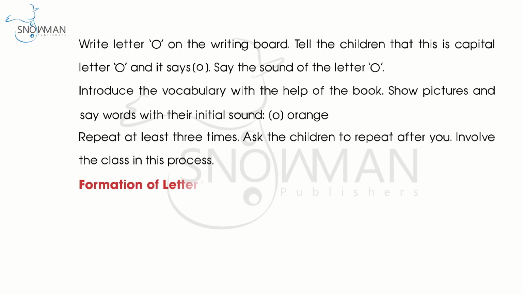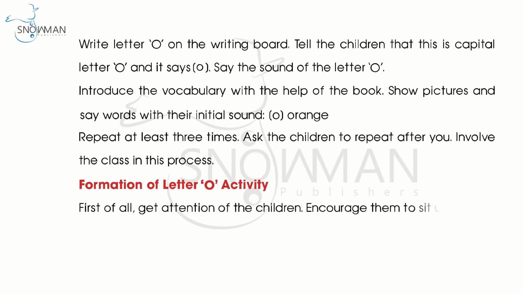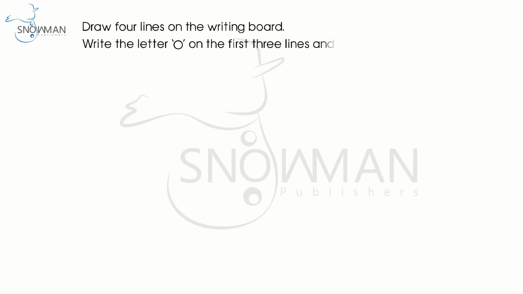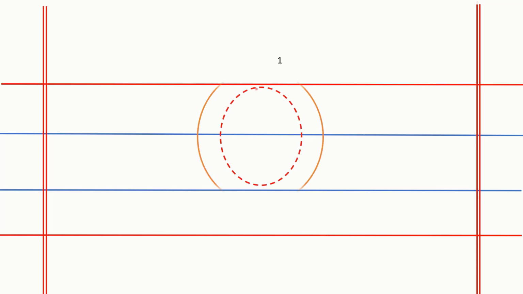Formation of letter O activity. First of all, get attention of the children. Encourage them to sit up straight and not bend their backs. Draw 4 lines on the writing board. Write the letter O on the first 3 lines and give instructions.